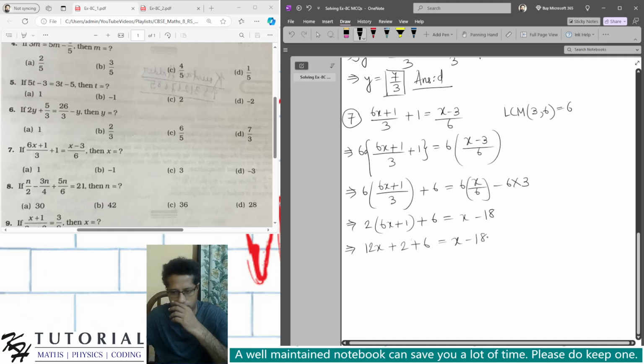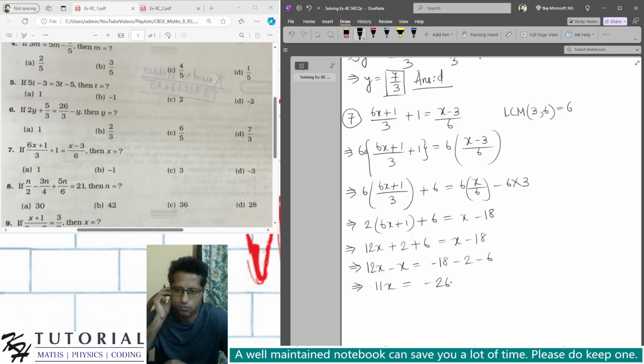Now this equation is in the simple form, and we will bring all the x terms, variable terms, to the left hand side and all the constant terms to the right hand side, and we get 12x minus x is equal to minus 18 minus 2 minus 6. This implies the LHS becomes 11x and the RHS becomes minus 26.